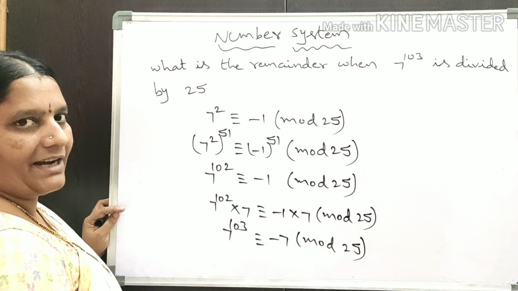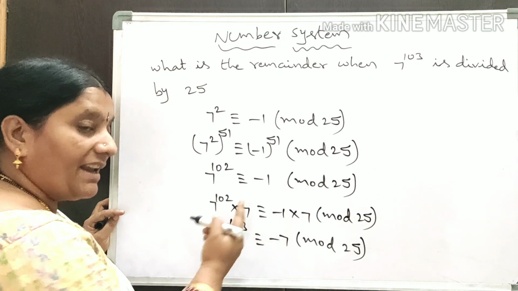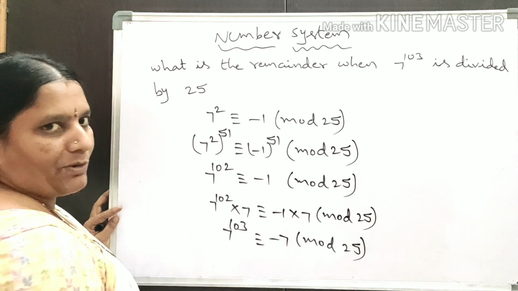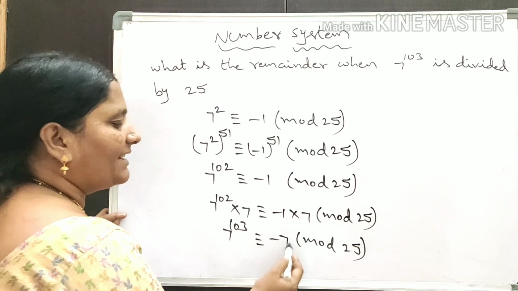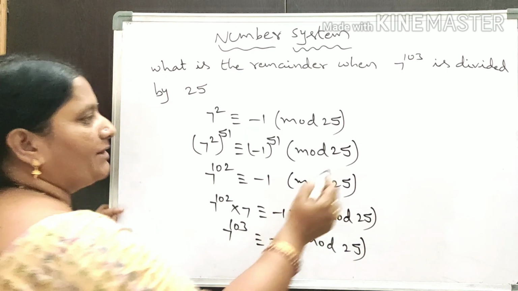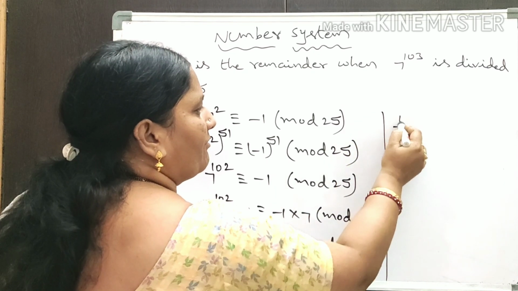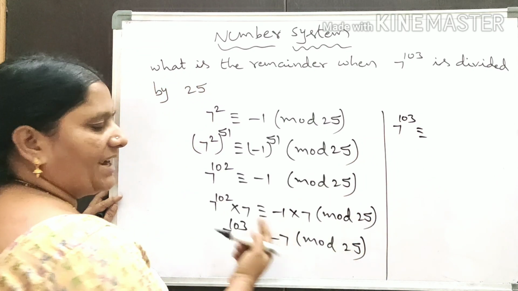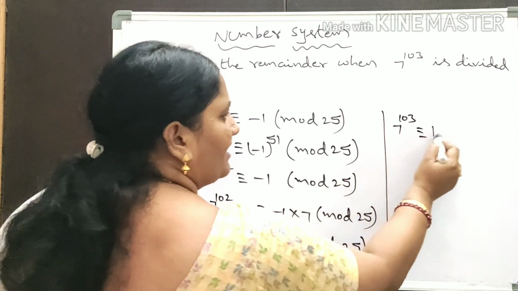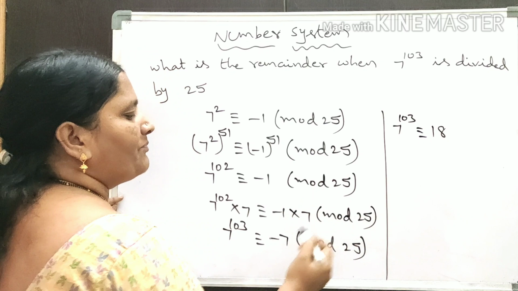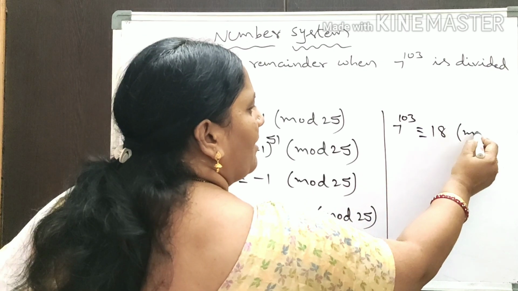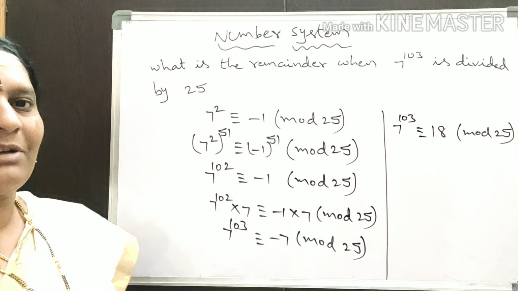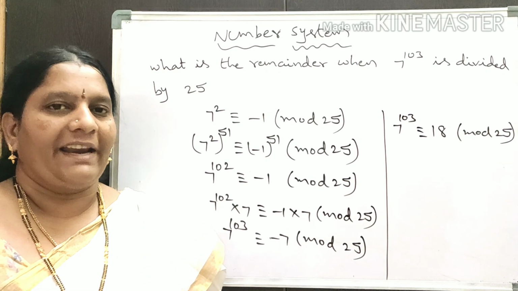Remainder is minus 7. But we know that remainder will never be negative. So we have to make this remainder positive. So for that, add this number to 25. Then we get 7 to the power of 103 is congruent to 25 minus 7. It is 18. 7 to the power of 103 is congruent to 18 modulo 25. When 7 power 103 is divided by 25, remainder is 18.